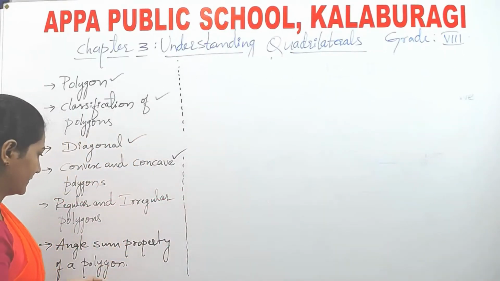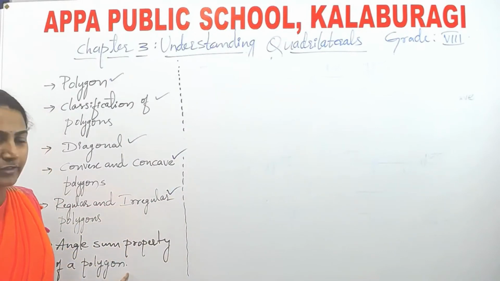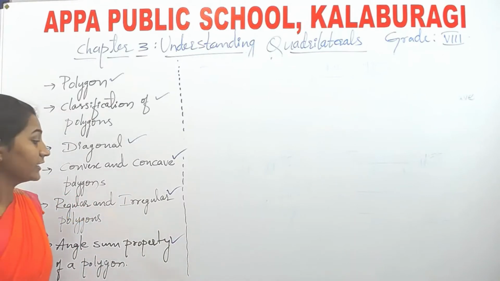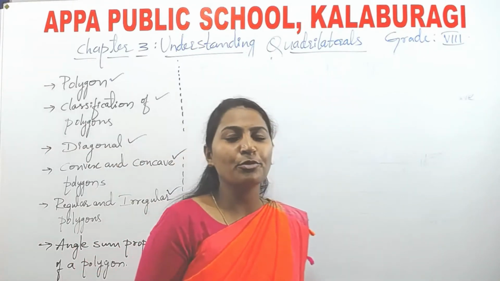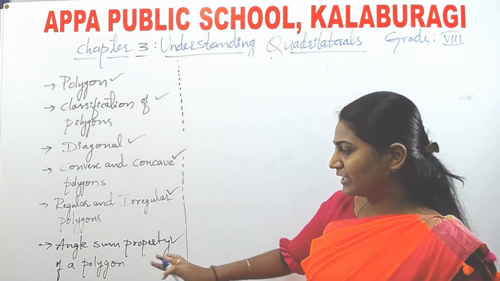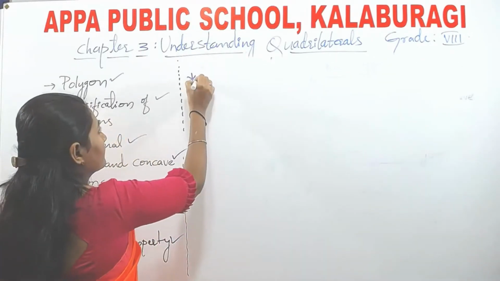The last point, that is the angle sum property of a polygon. You are already familiar with the angle sum property of a triangle. Why? Because in the 7th standard you have already proved the angle sum property of a triangle. So what is the angle sum property of a triangle?